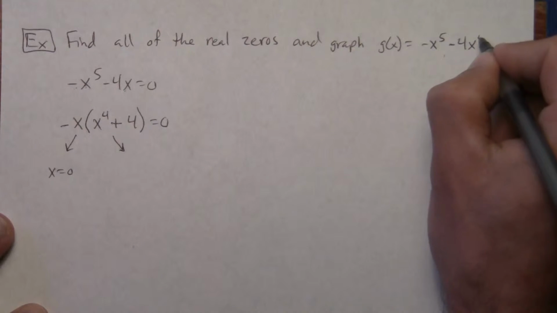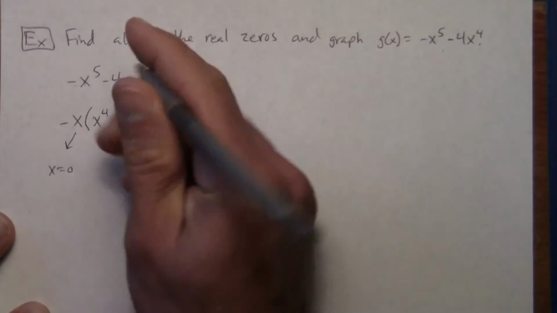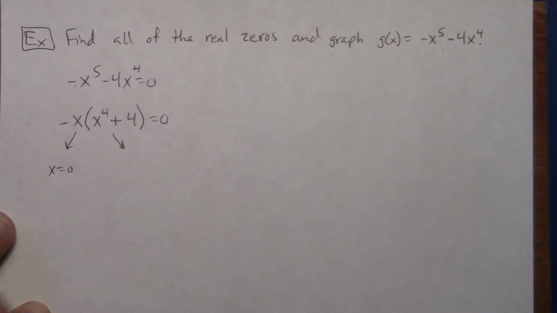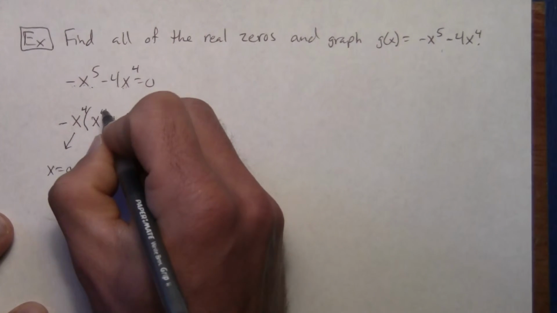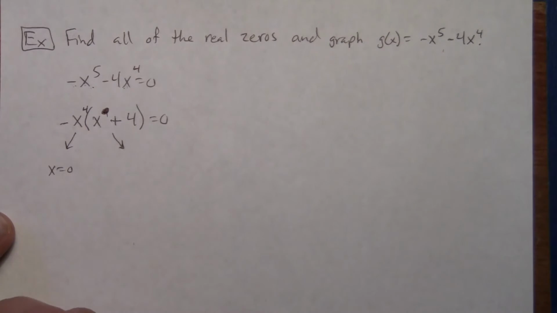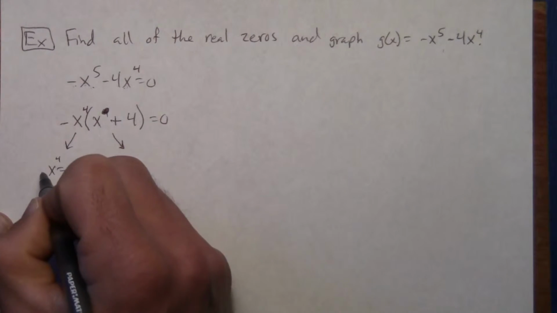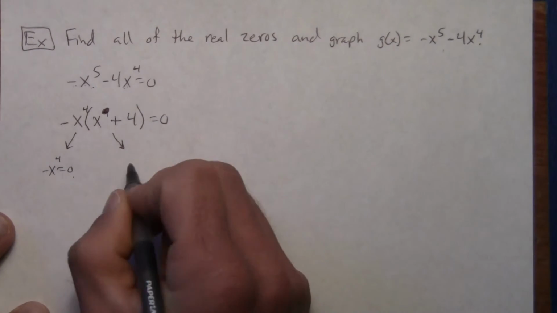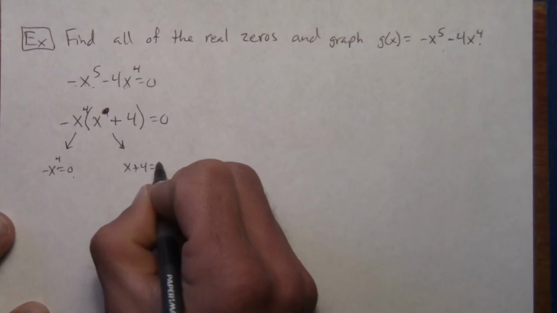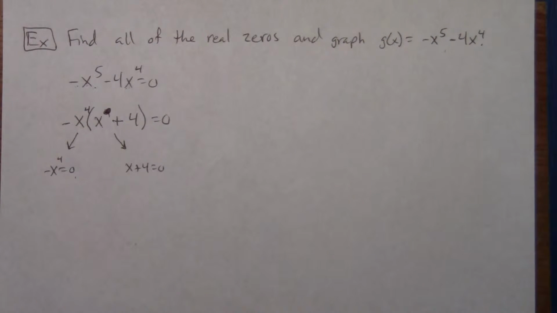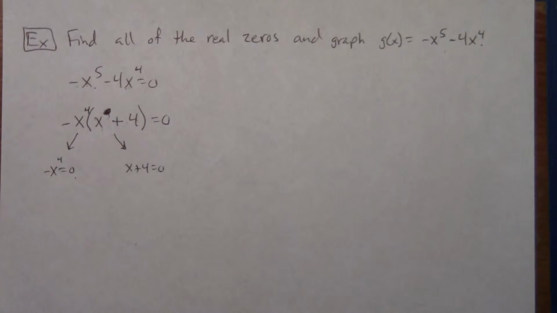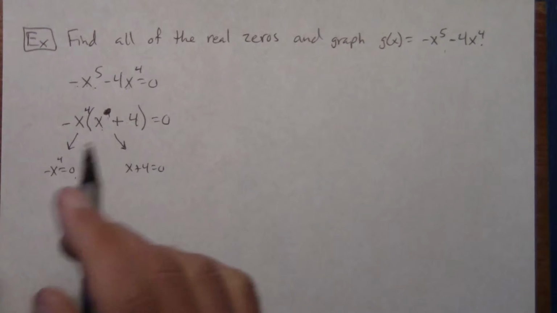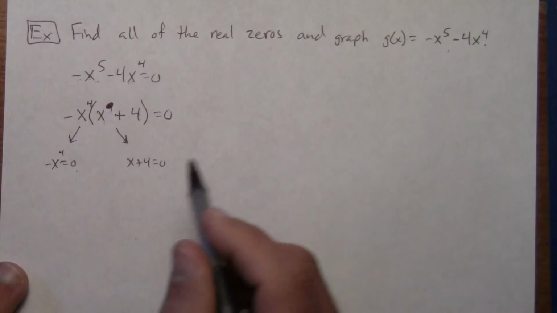Let's change this to 4x to the fourth. And so that means this is 4x to the fourth, which means they have x to the fourth in common. And then this would just be regular x. All right, so that's negative x to the fourth equals 0, and then x plus 4 equals 0. The reason I'm changing is because there's a lot more to solving x to the fourth plus 4 equals 0, which is something we don't get into until chapter 6 in second semester. So you won't have to run into it either.